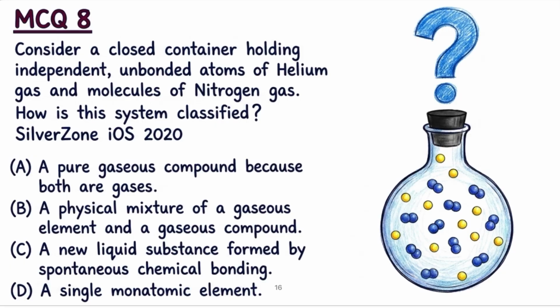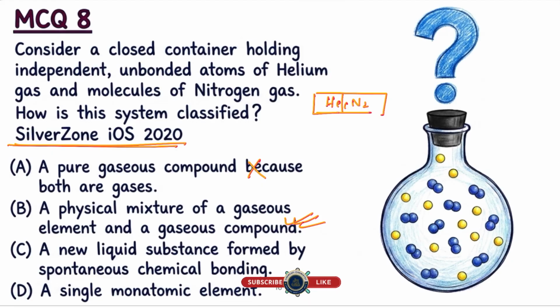Now question number 8. Consider a closed container holding independent, unbonded atoms of helium gas and molecules of nitrogen gas. How is this system classified? This is a SilverZone IOE exam question. A pure gas compound because both are gases? No. A physical mixture of a gaseous element and a gaseous compound? Yes, because helium and nitrogen are both inert at room temperature. They will not react. So that's why B is the correct option.